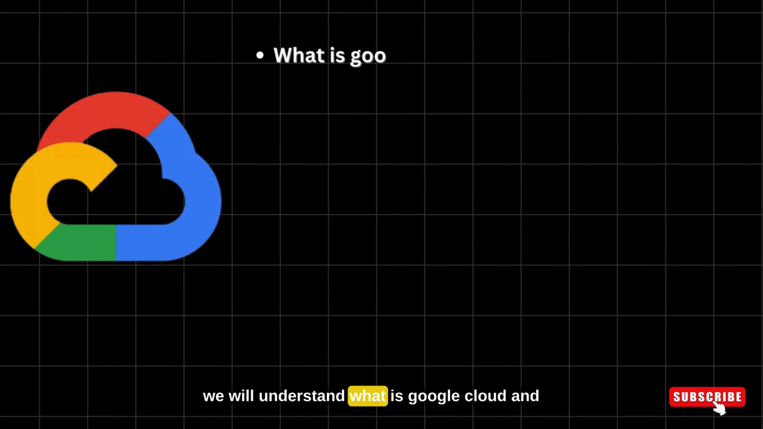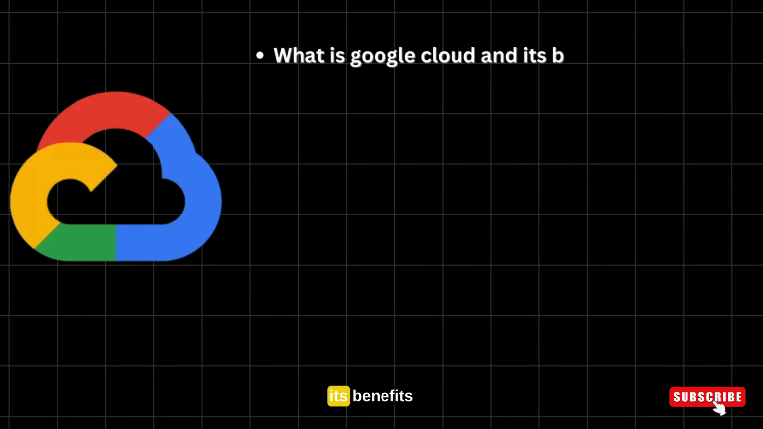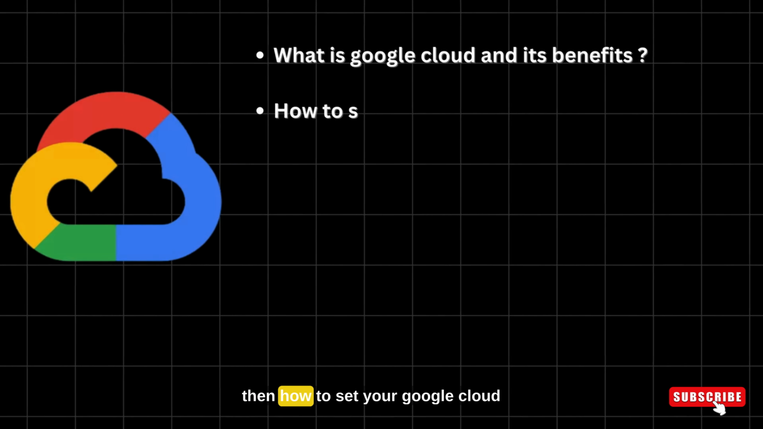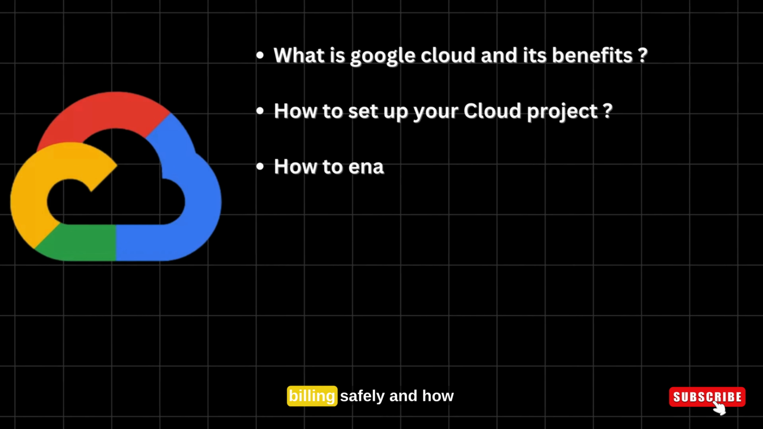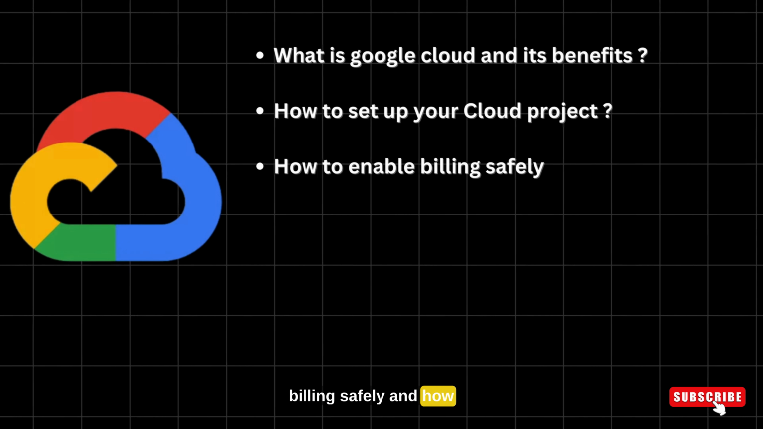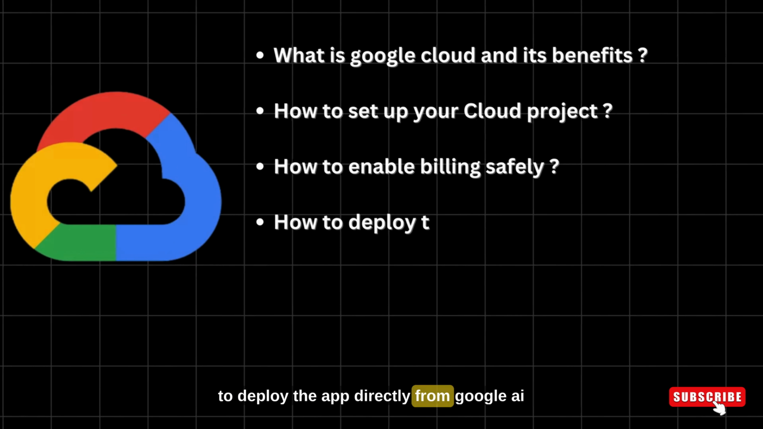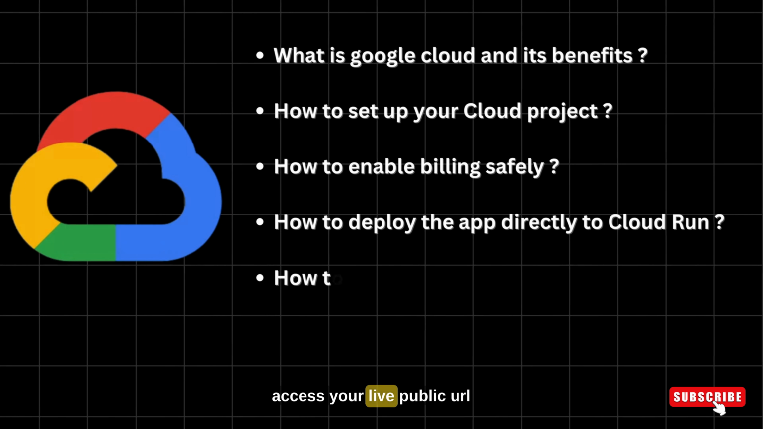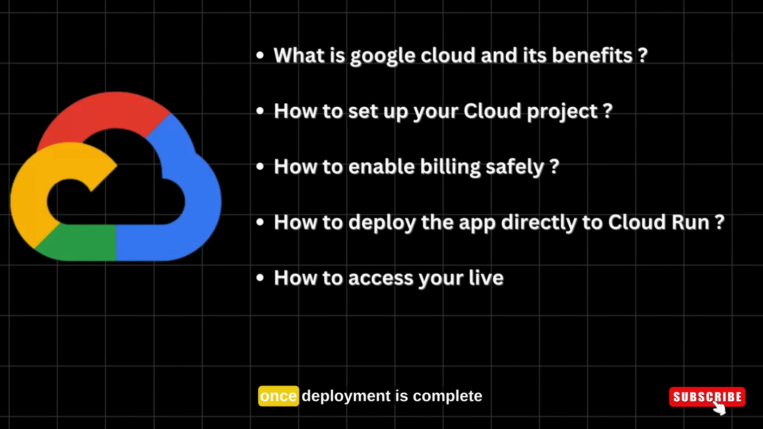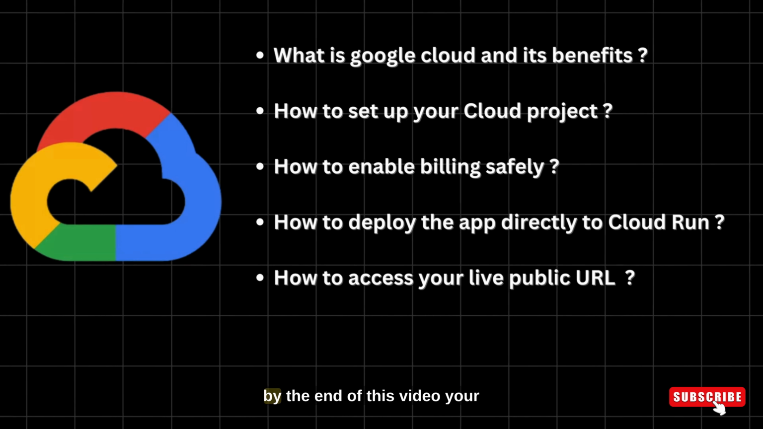First, we will understand what is Google Cloud and its benefits. Then, how to set up your Google Cloud project. Then, how to enable billing safely. And how to deploy the app directly from Google AI Studio to Cloud Run. And how to access your live public URL once deployment is complete.